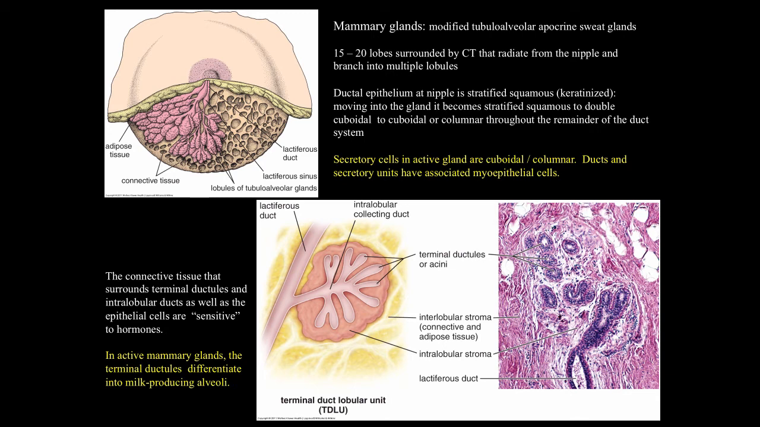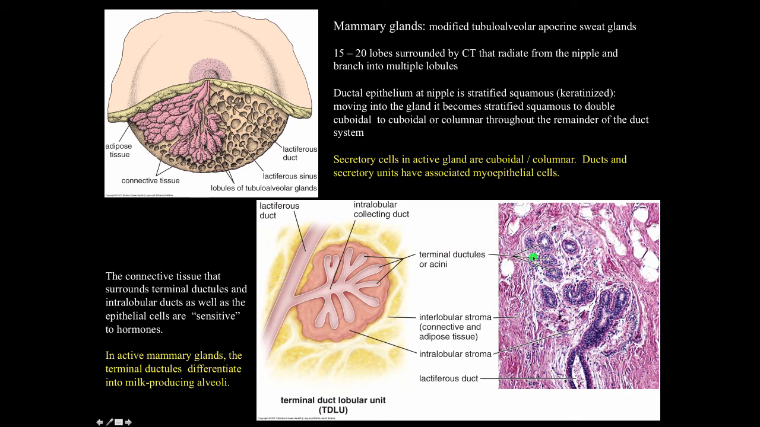Secretory cells in the active gland are cuboidal or columnar, and ducts and secretory units have associated myoepithelial cells. The connective tissue that surrounds the terminal ductules and the interlobular ducts, as well as the epithelial cells, are sensitive to hormones, and in an active mammary gland, it's difficult to distinguish the terminal ductules from the secretory units, and in fact, all the epithelial cells in the terminal ductules are actually differentiating into milk-producing alveoli.